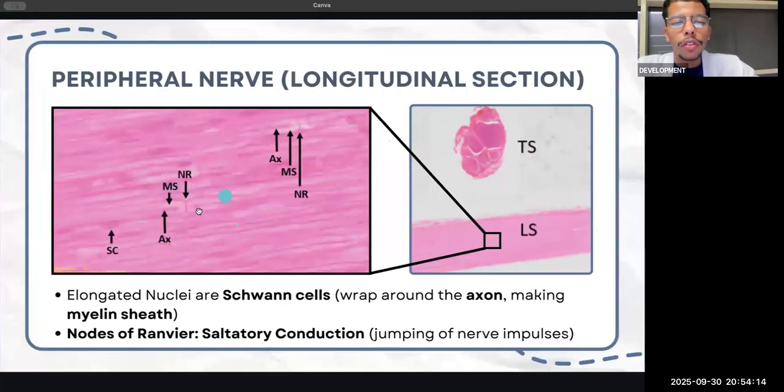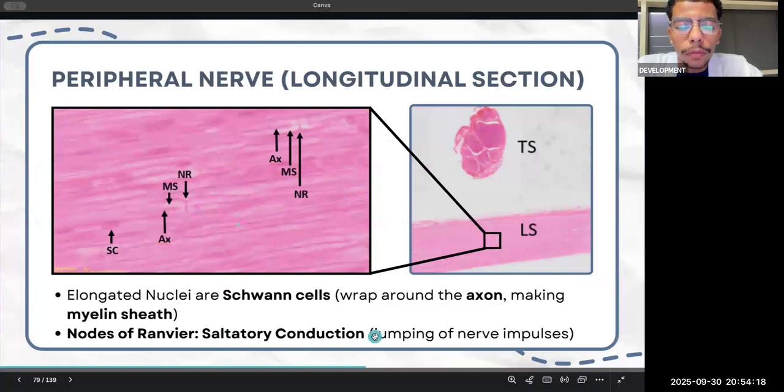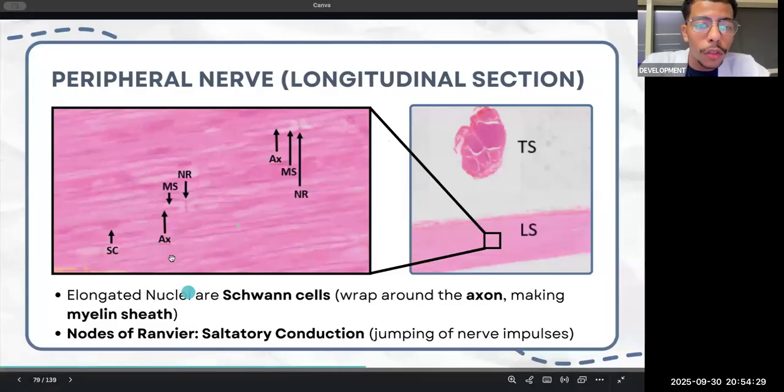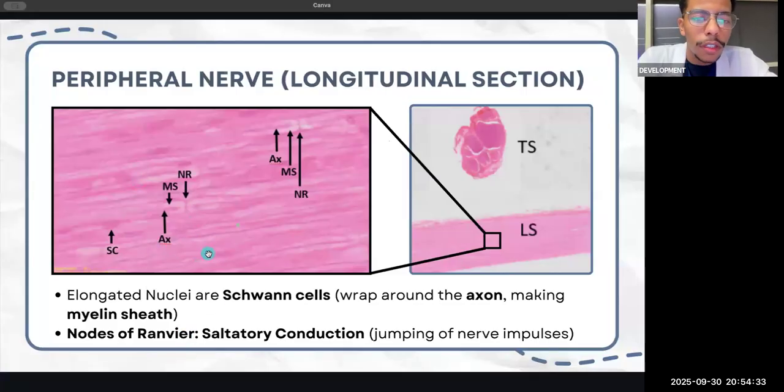Now, the function of these nodes of Ranvier is saltatory conduction. What does that mean? It means that the nerve impulses jump in between the nodes of Ranvier. This makes the nerve impulses move faster. This is called saltatory conduction. So if they point towards this and ask you to identify nodes of Ranvier, the function is saltatory conduction. So axon, myelin sheath around it. The nuclei here are for what? Schwann cells.